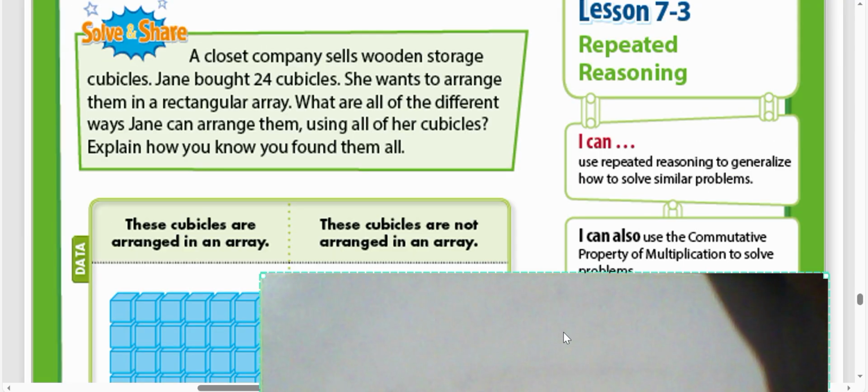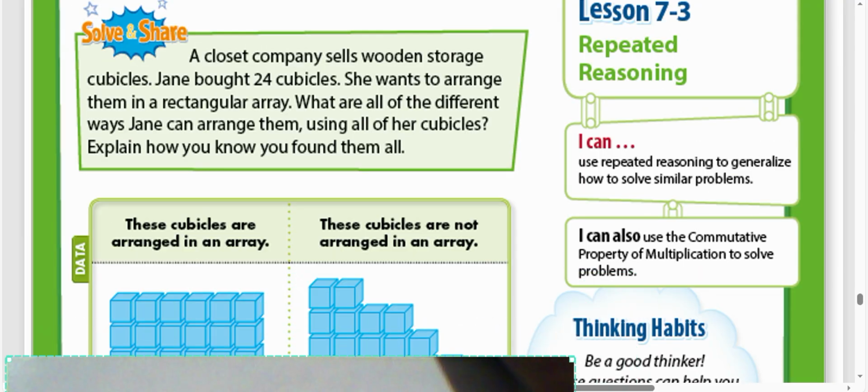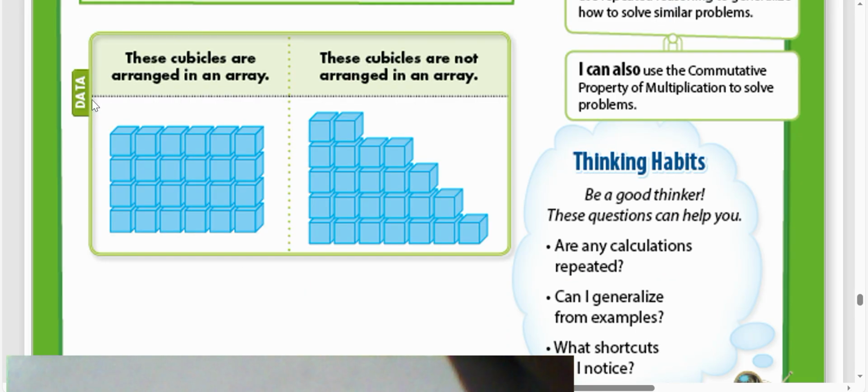Look at the question. Jane bought 24 cupcakes. She wants to arrange them in a rectangular array. What are all of the different ways Jane can arrange them using all of her cupcakes? Explain how you know you found them all. We can write the answer.